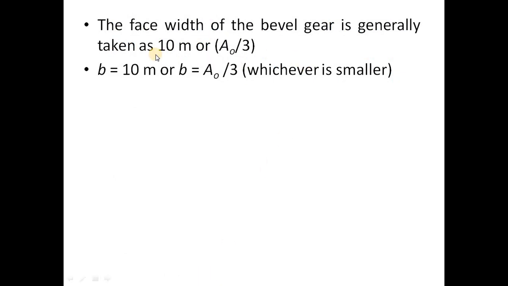And lastly, we consider the face width of the bevel gear to be 10 times m, where m is the module, or otherwise A naught divided by 3, whichever is smaller, not larger. Take that face width value for the design. When the face width is not given in a numerical, you can assume 10 times the module, which is the general value for bevel gears, or A naught divided by 3. Of these two options, take whichever face width is smaller for further calculation.